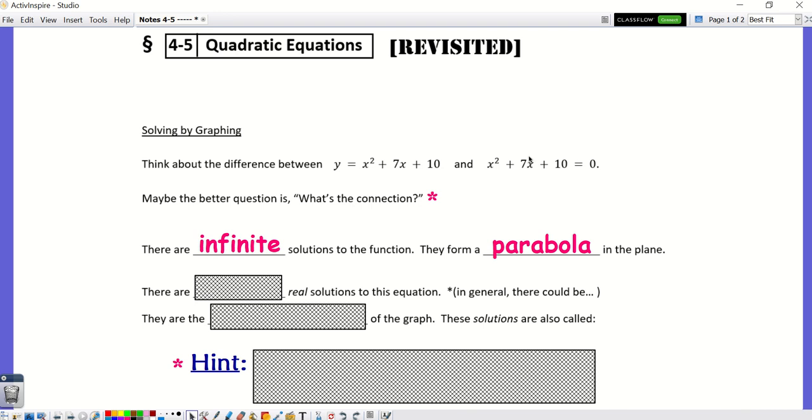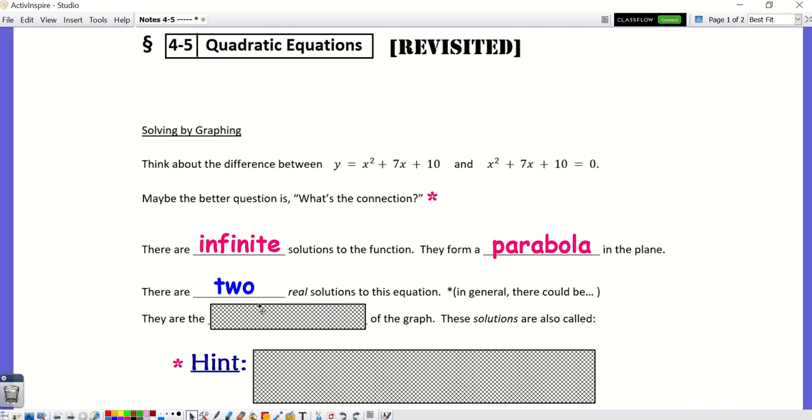Now, there are two real solutions to this equation, because remember, in general, for any quadratic equation, there's usually two answers, but there also could be one answer, and there actually could be no real solutions at all, which means there would be two imaginary solutions. But for this one in particular, there's going to be two real solutions.